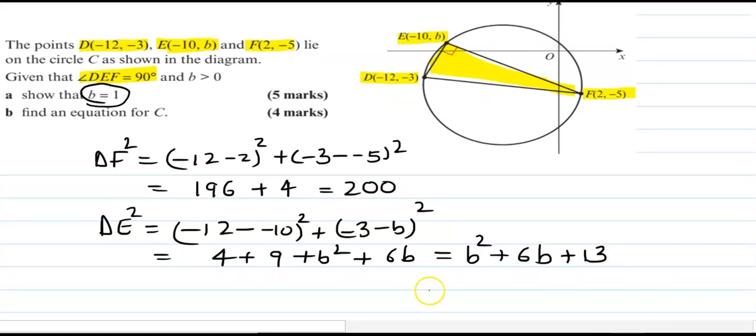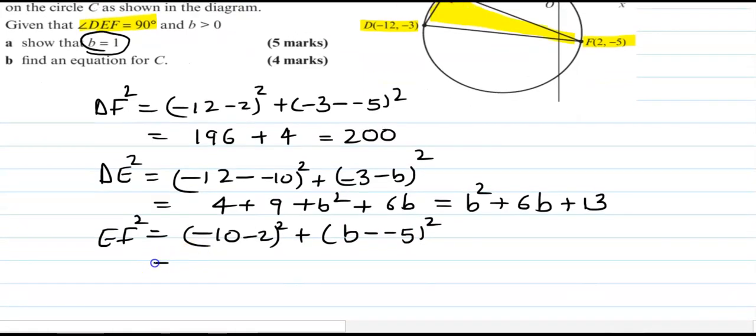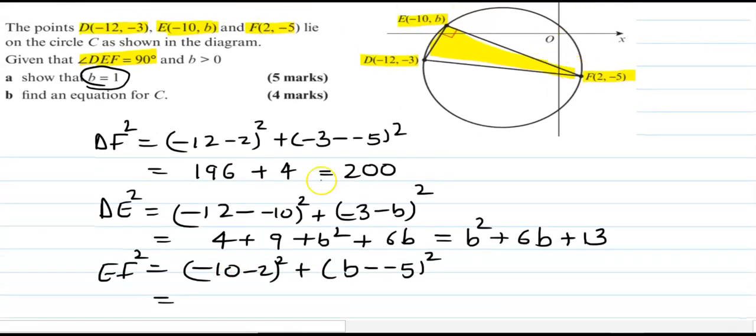EF square is minus 10 minus 2 whole square, and then it is b minus 5 whole square, right? So minus 10 minus 2, that is minus 12. One more thing here, it is minus 10 and minus 2. So minus 10 minus 2 is minus 12 square.